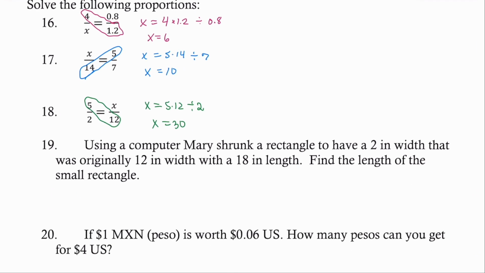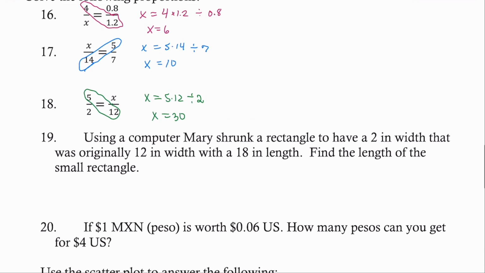Okay. And then let's talk about how we can use proportions in some word problems. So in number 19, it says, using a computer, Mary shrunk a rectangle to have a 2-inch width that was originally a 12-inch width with an 18-inch length. Find the length of the small rectangle.